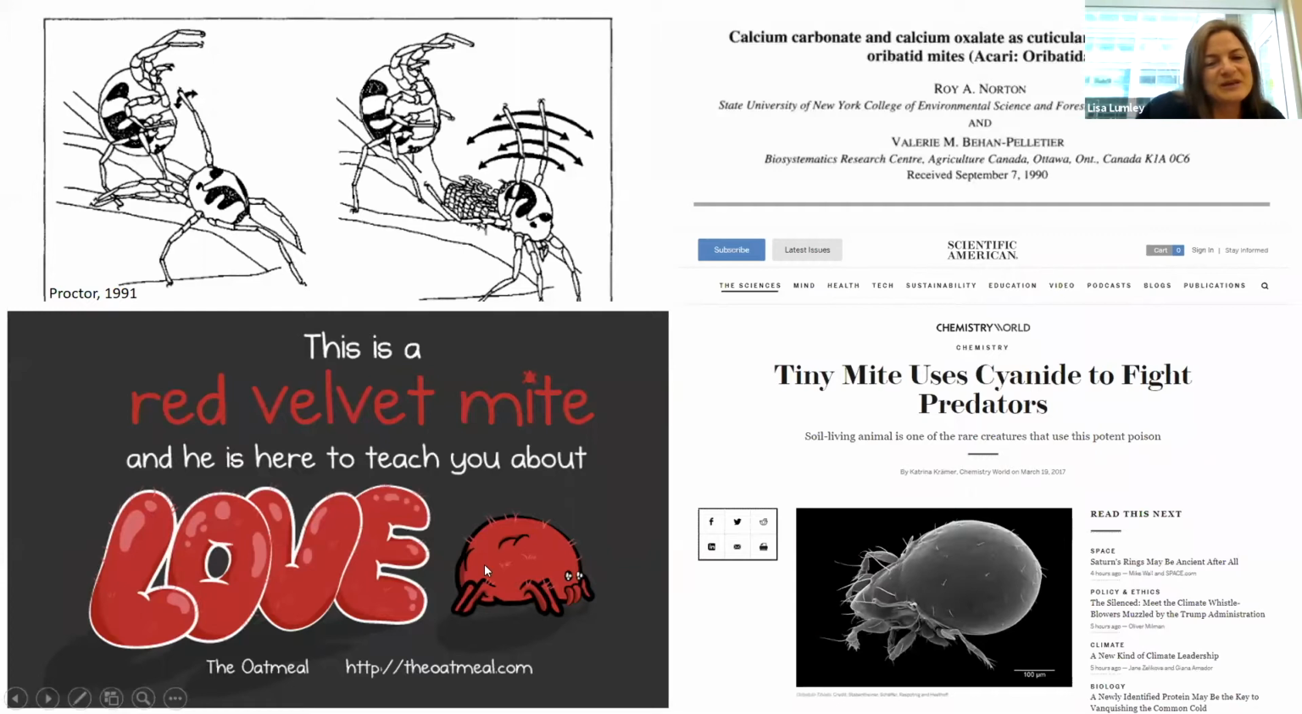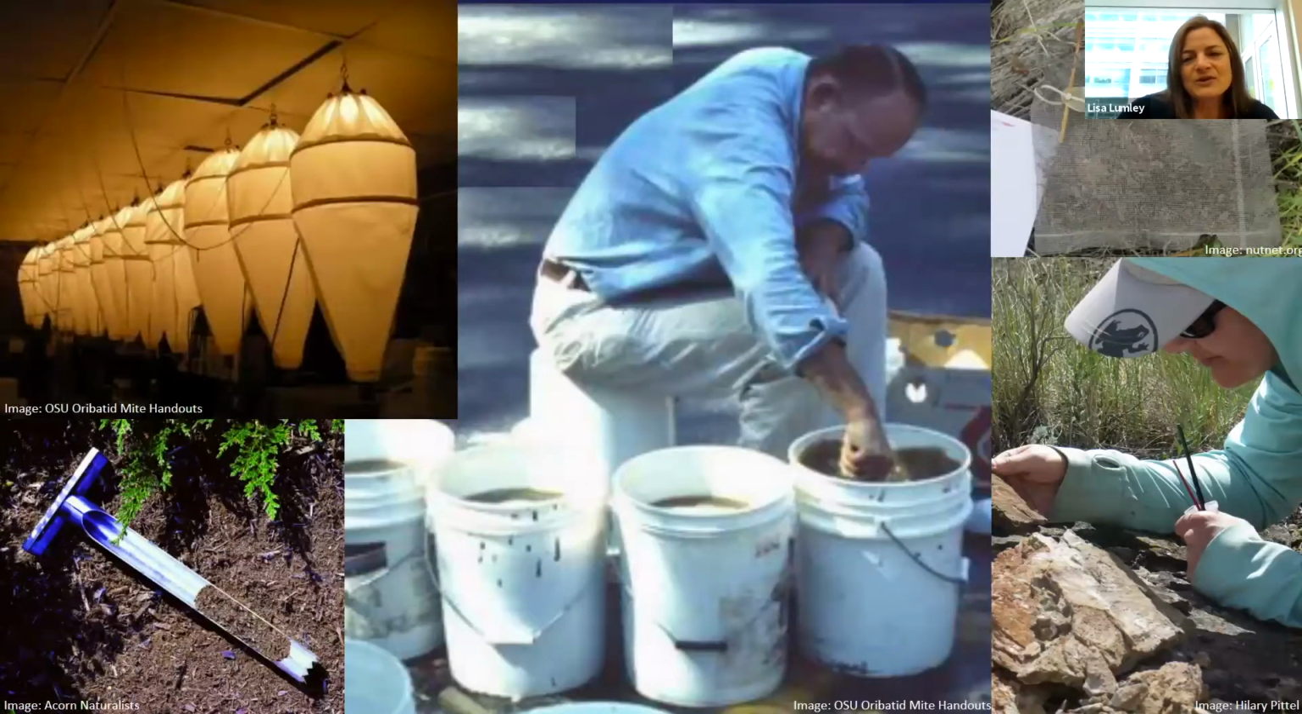There's a really funny cartoon on The Oatmeal, which talks about how the red velvet mite creates these love gardens and tries to bring the females into its garden, and other males will come along and destroy the garden. So this is a really fun cartoon to look up. There's all sorts of ways.